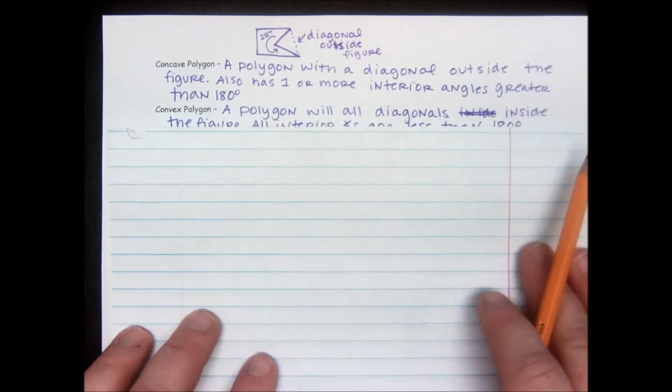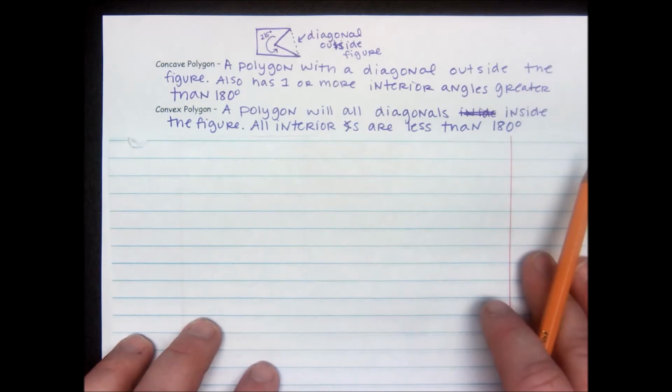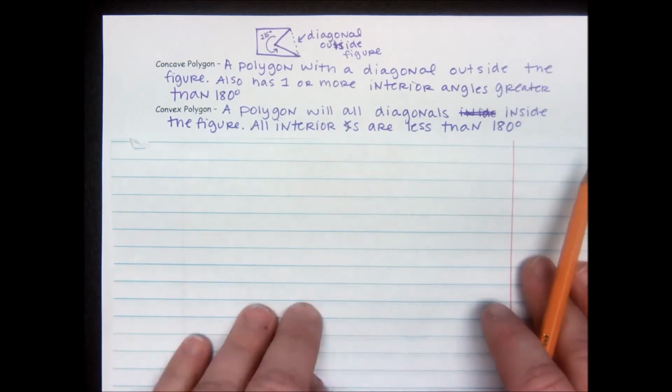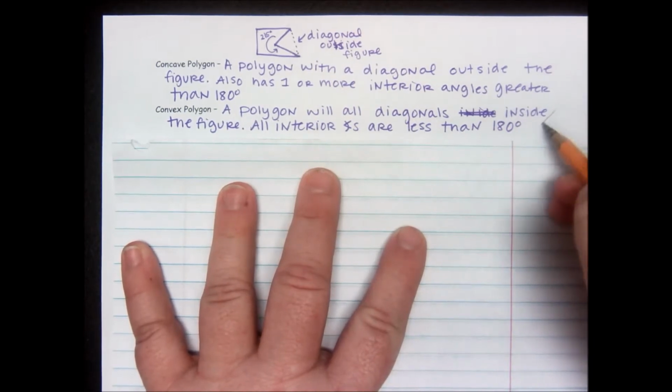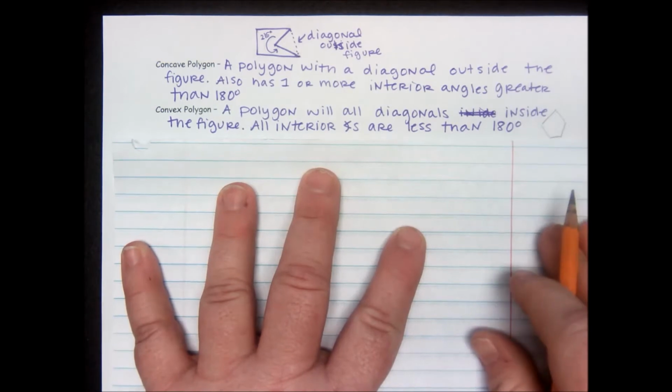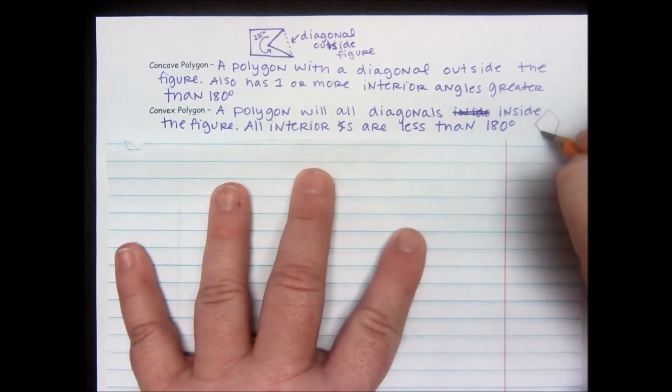Then a convex polygon is a polygon with all diagonals inside the figure and all interior angles less than 180. So if I were going to draw this pentagon convex, I would just need all the diagonals inside. Not all the sides have to be the same, but I need all the diagonals inside.